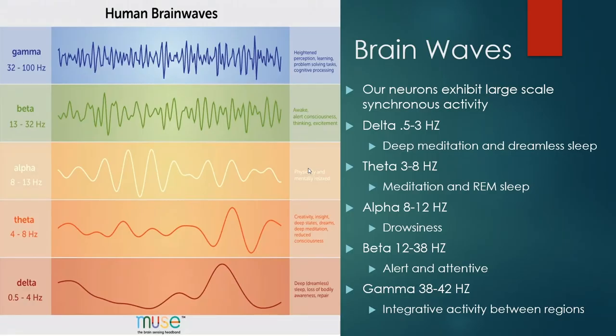So EEG has made a big impact on this idea of brain waves, on synchronous activity that happens in the brain. And these different types of synchronization actually refer to different states of being, whether you're asleep or meditating or really alert. You have different frequencies that appear in these bands.